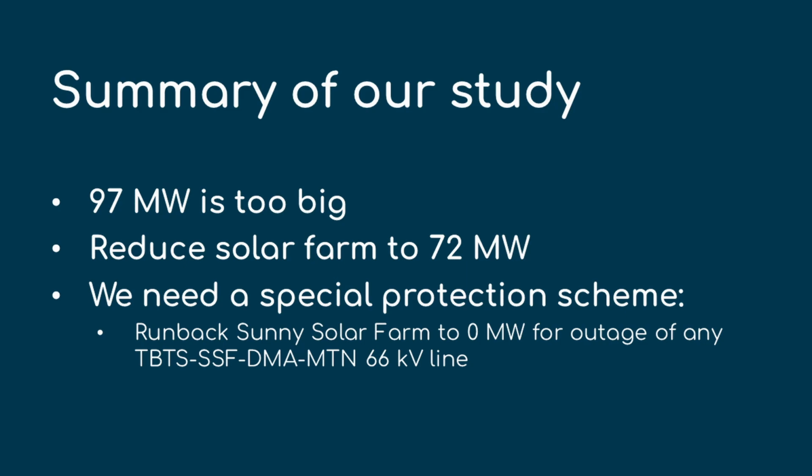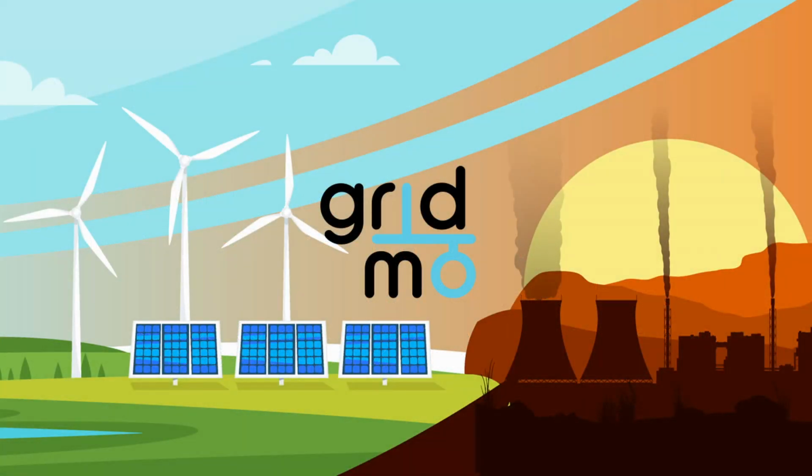The solar farm has to have a special protection scheme to automatically run back the generator to 0 megawatts active power if such outage is detected. So now we know. Our generator Pmax is 72 megawatts.